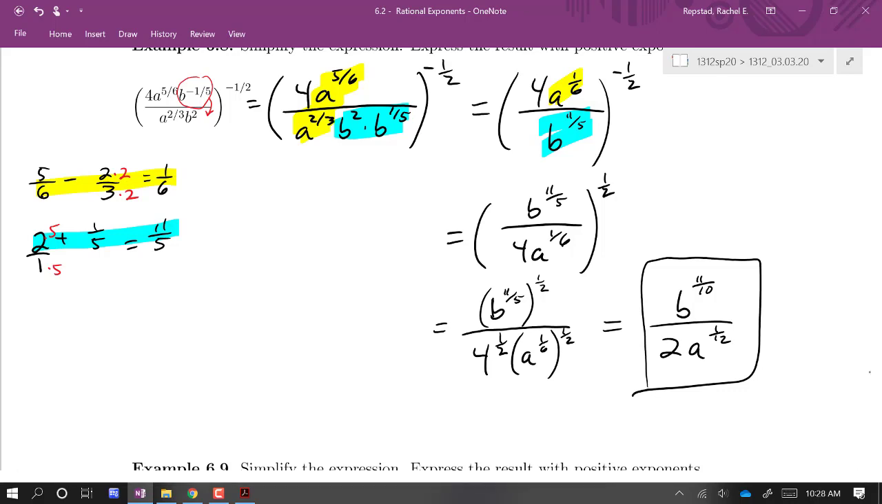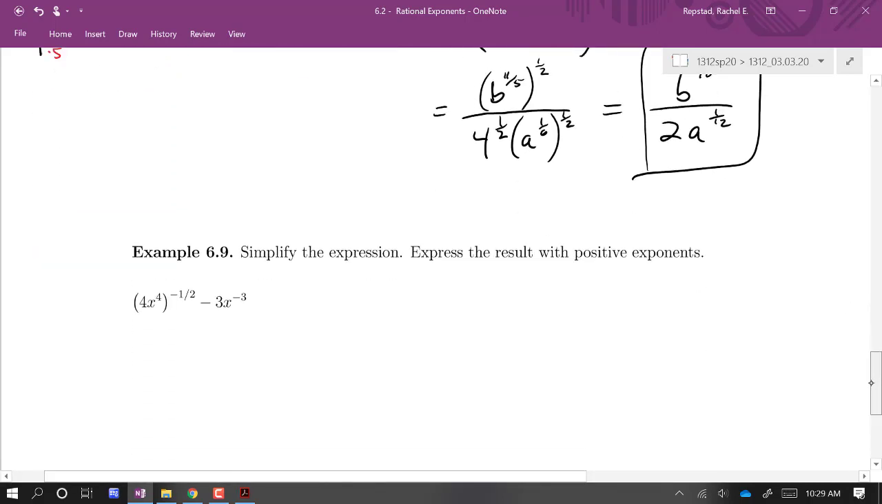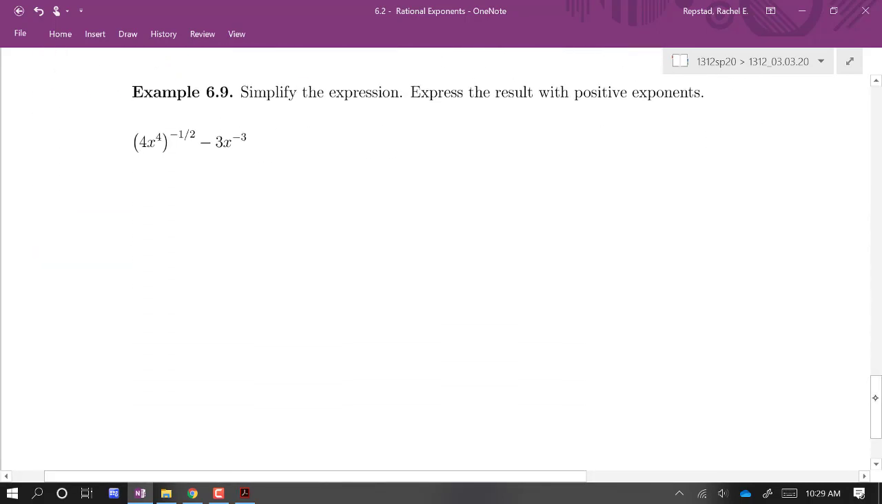Questions? Okay. Let's try one more then. All right, so it's got some subtraction here, so I'm going to be careful. What can we do? What's a way to start?